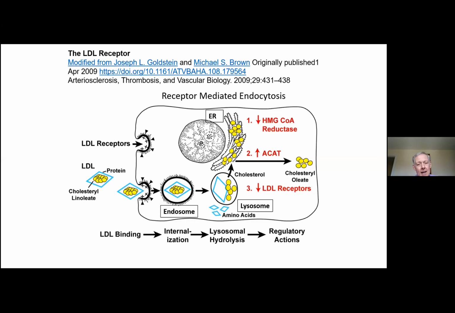In fact, this schema from Goldstein and Brown really describes things rather nicely. When the cell has got enough cholesterol, when the endoplasmic reticulum has got enough cholesterol, then the enzymes of the cholesterol biosynthesis pathway are downregulated. So there's a reduction in the amount of HMG-CoA being produced. There's a reduction in the amount of LDL receptors being produced. There's also an increase in esterification of cholesterol to remove any further excess cholesterol. So this is how cholesterol regulates its own synthesis and uptake.